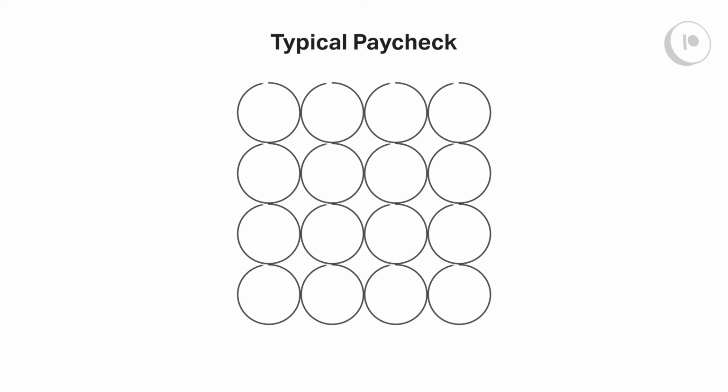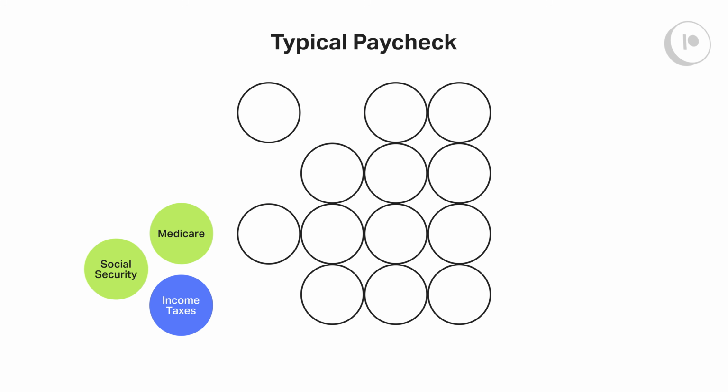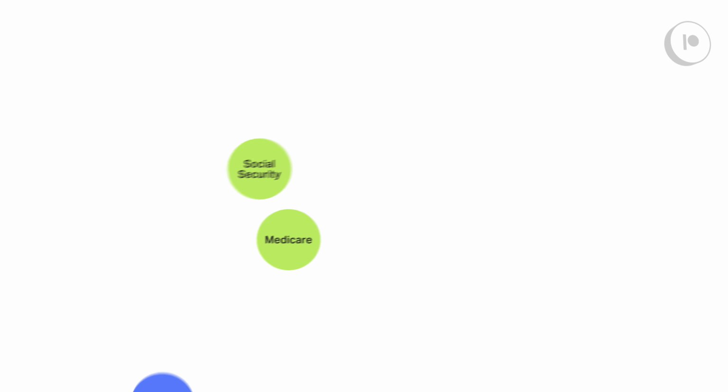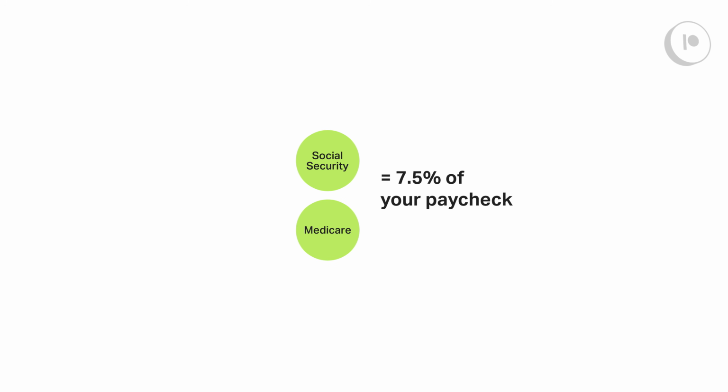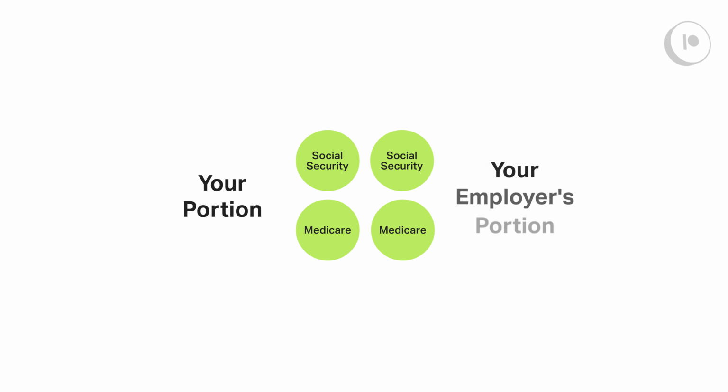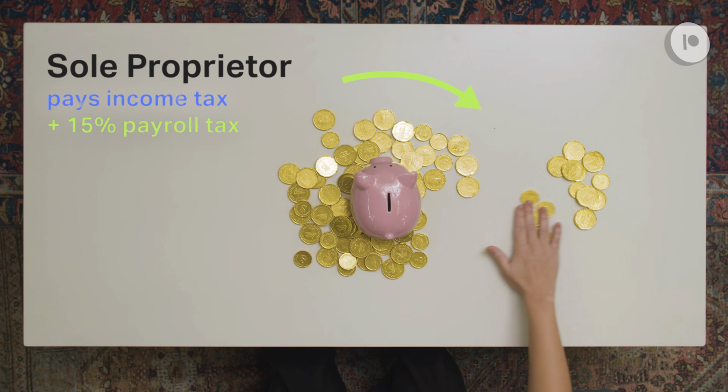If you have a 9-to-5 job and you look at your pay stub, in addition to your federal and state income taxes, you'll see taxes withheld for Social Security and Medicare. Those deductions equate to about 7.5% of your paycheck. Your employer is matching that same 7.5% for a total of 15%. When you operate as a sole proprietor, you take on the role of the employer and the employee for a total of 15%, which is taxed on your business profit, and that is on top of your normal income tax rate.